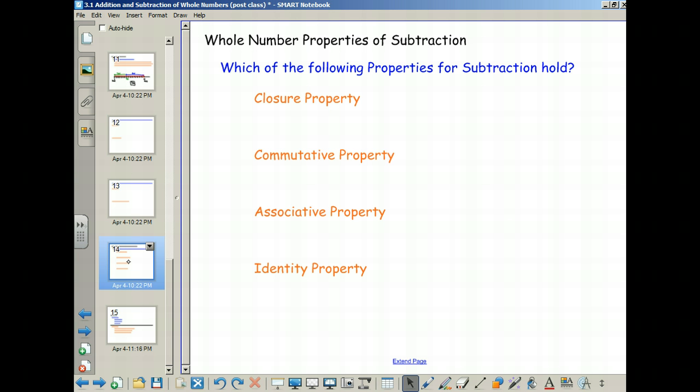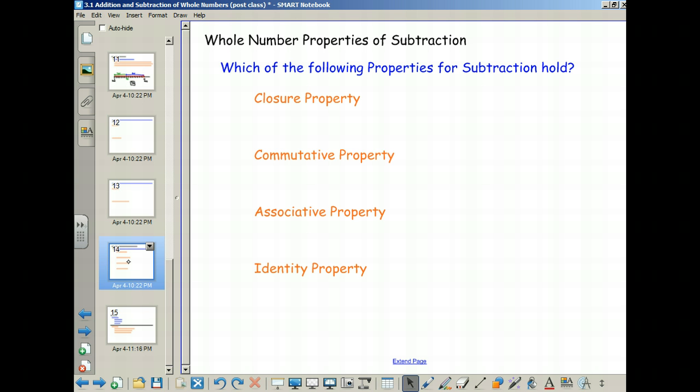3 plus 5 equals 8, meaning what? What happens when I take 3 plus 5 together? Another whole number. So the closure property for whole numbers means if I take 2 whole numbers and I add them, I get another whole number. So the question is, does that work when I subtract?